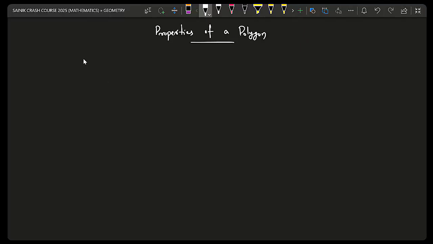Okay. The first property is the number of vertices, the number of sides, and the number of angles are always equal in any polygon.